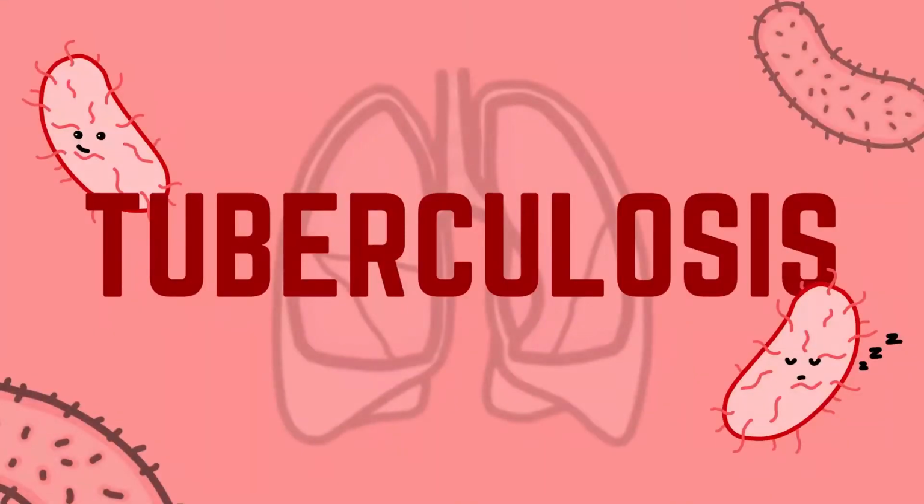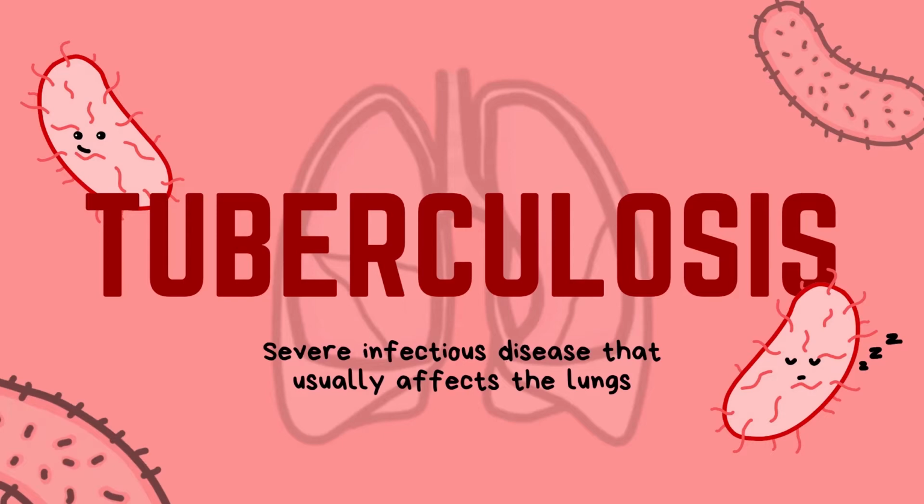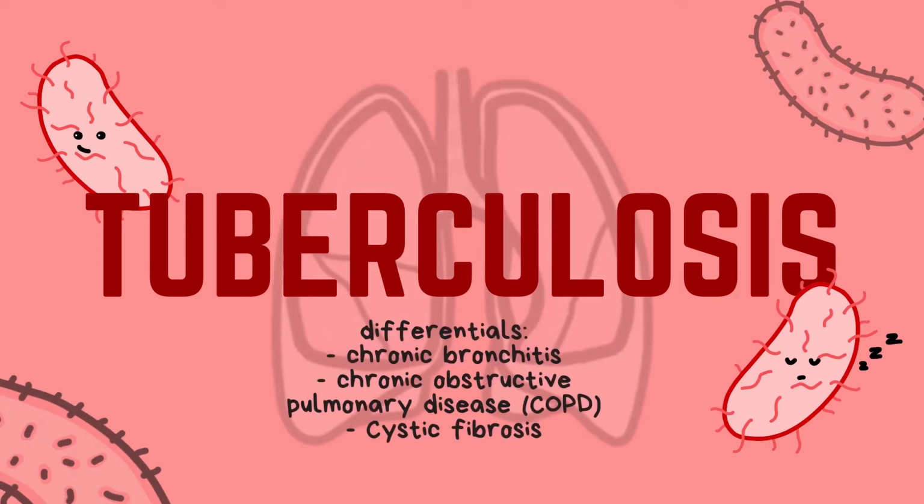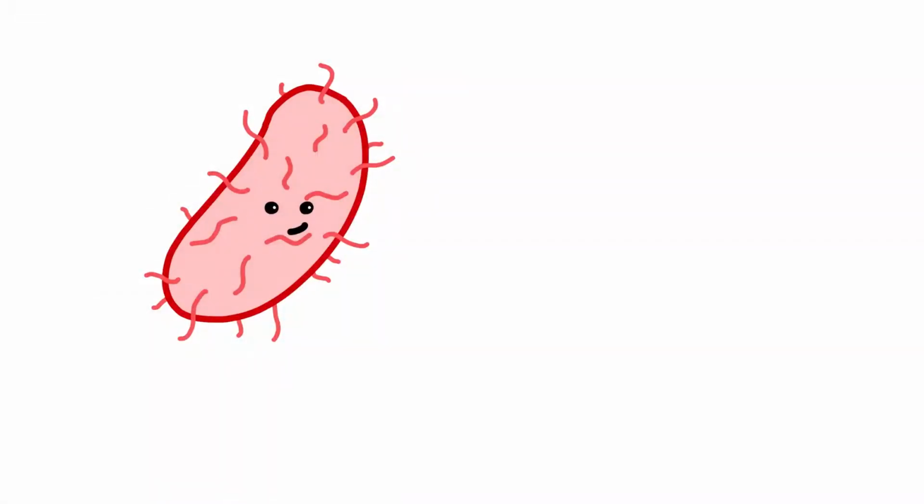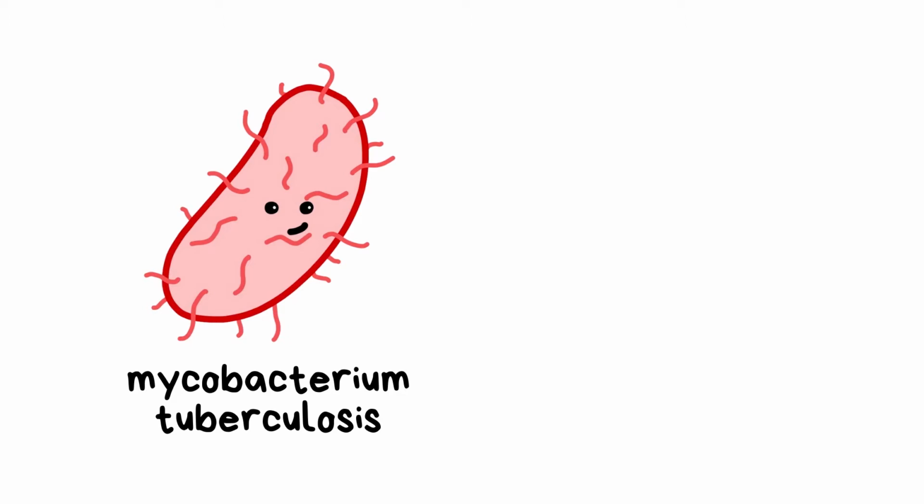If you said tuberculosis, you are spot on. Tuberculosis is a severe infectious disease that usually affects the lungs. Differentials for tuberculosis include chronic bronchitis, chronic obstructive pulmonary disease, and cystic fibrosis. Tuberculosis is caused by a bacterium known as Mycobacterium tuberculosis.